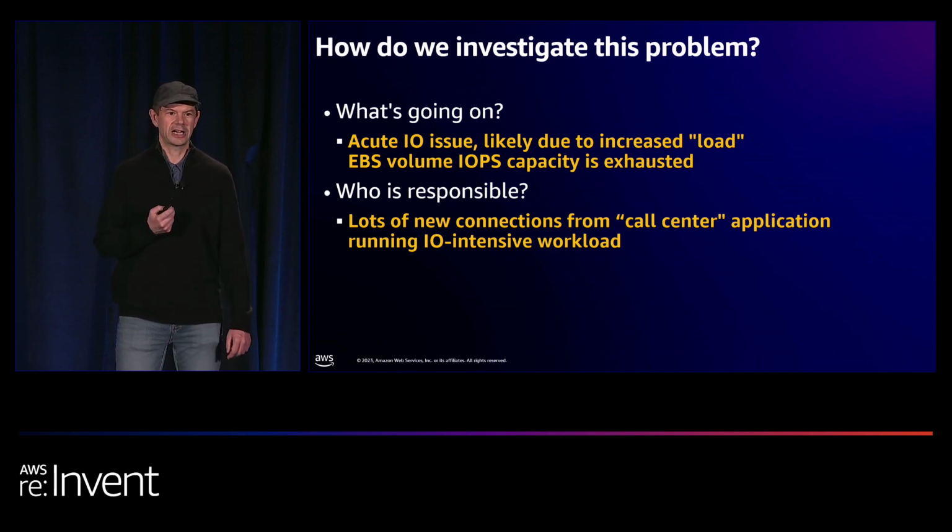Just to have a quick summary of what we know so far: what's going on is there is a pretty acute I/O issue that is related to the fact that EBS volume IOPS have been exhausted. And we also found the responsible party for that. It's an extra call center application that started doing a lot of activity in our database and most likely caused that I/O spike to begin with. So how can we address it?